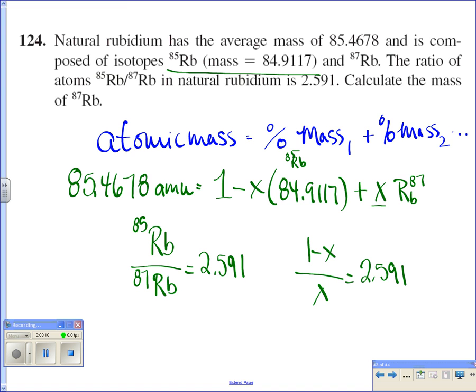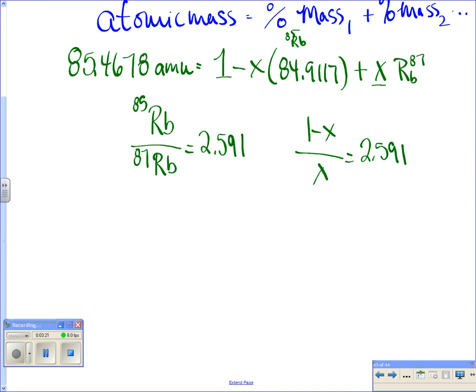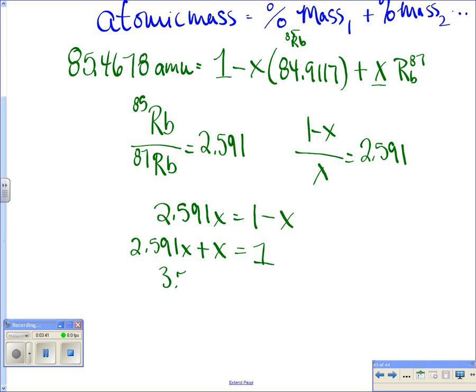Now let's see if we can solve for x. It's just a little bit of algebra. I'm going to move x up, so I get 1 minus x equals 2.591x. I'm going to combine terms and move x to the other side, so I get 2.591x plus x equals 1, or 3.591x equals 1. I want to solve for x, so I divide both sides by 3.591, and I determine that x is equal to 0.278.